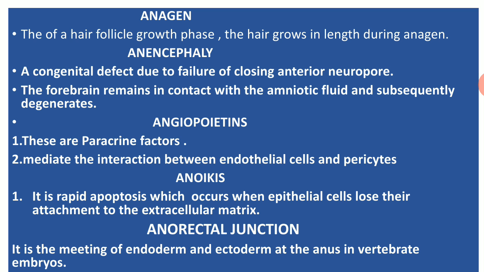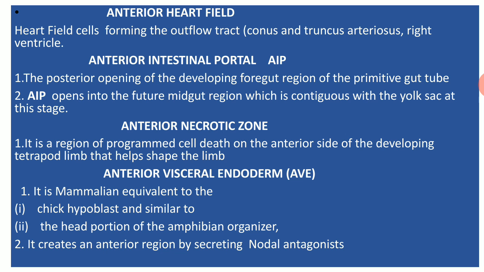Anorectal junction. It is the meeting of endoderm and ectoderm at the anus in the vertebrate embryo. Anterior heart field. The heart field cells forming outflow tracts, that is the conus and truncus arteriosus, and right ventricle. Anterior intestinal portal, AIP. The posterior opening of the developing foregut region of the primitive gut tube. AIP opens into the future midgut region, which is contiguous with the yolk sac at this stage. Important for the alimentary canal development.